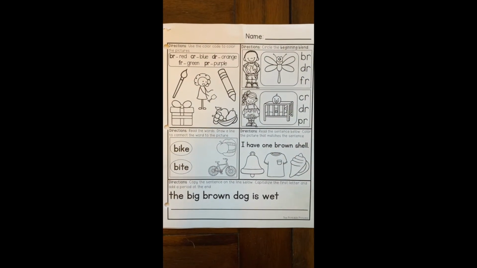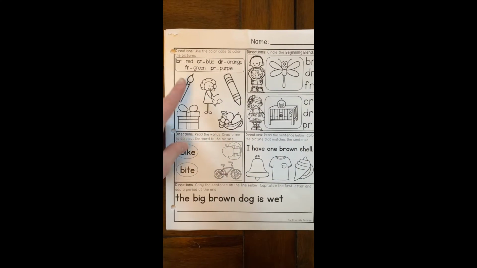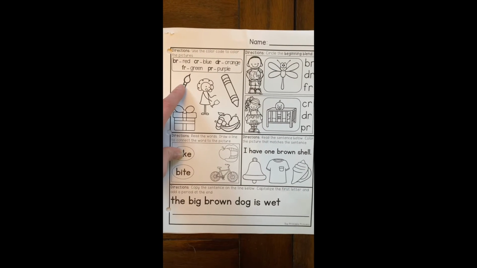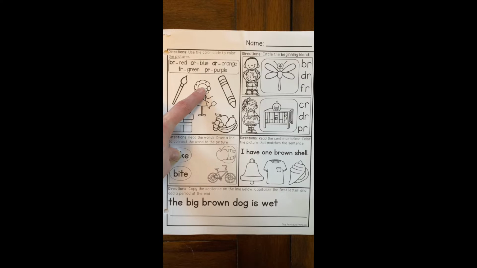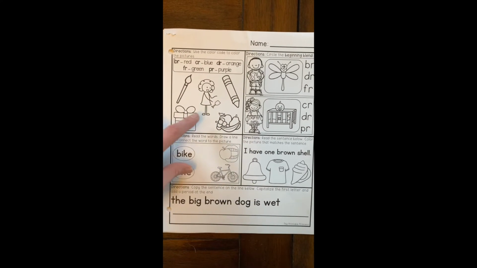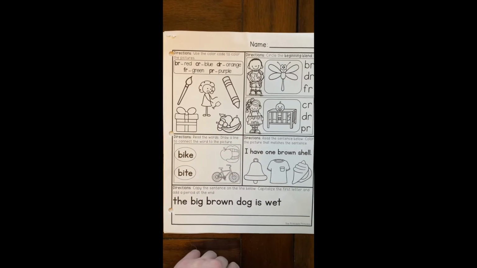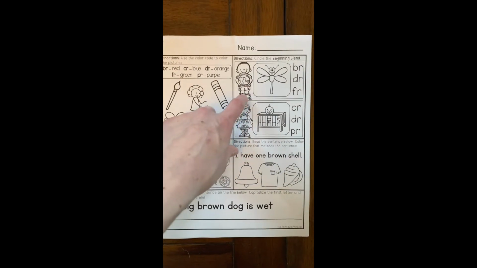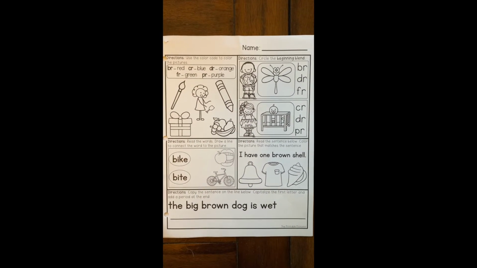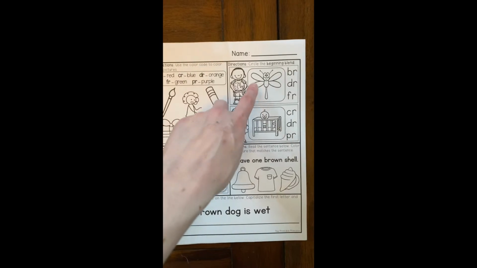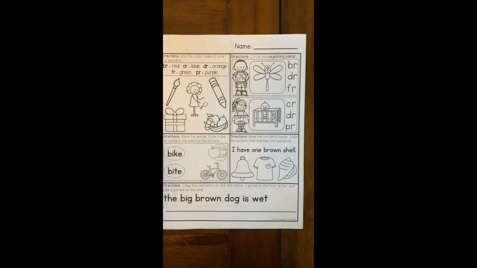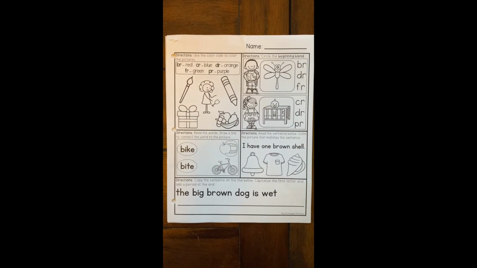On the back of your morning work today, you're going to be coloring according to the blends. So we have brush, drop, crayon, present, and fruit. Then on this box, you're going to circle the beginning blend that you hear at the beginning of our word dragonfly and the beginning of our word crib. Maverick is asleep in his crib right now.